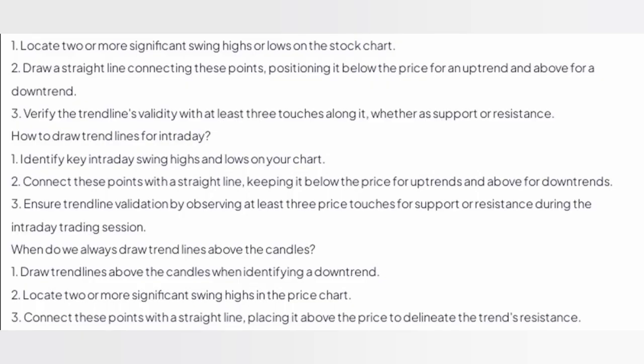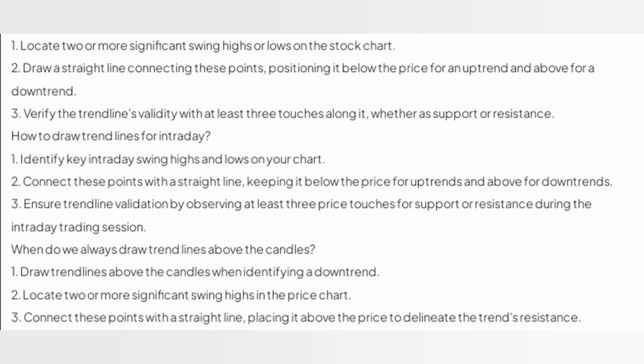How to draw trend lines for intraday. 1. Identify key intraday swing highs and lows on your chart. 2. Connect these points with a straight line, keeping it below the price for uptrends and above for downtrends. 3. Ensure trend line validation by observing at least 3 price touches for support or resistance during the intraday trading session.